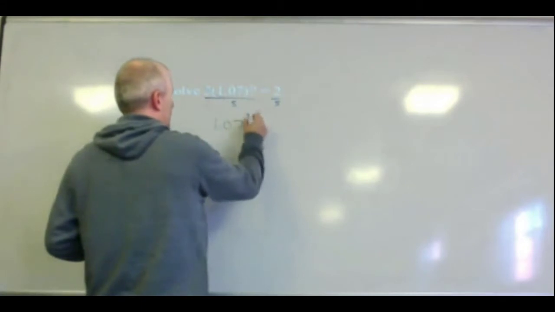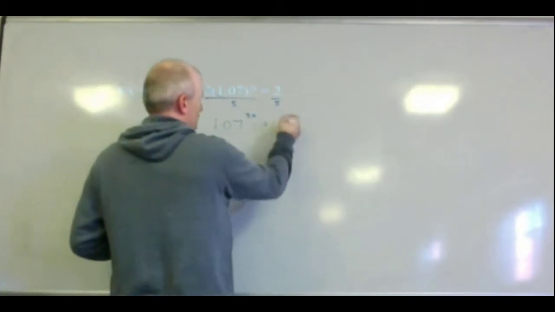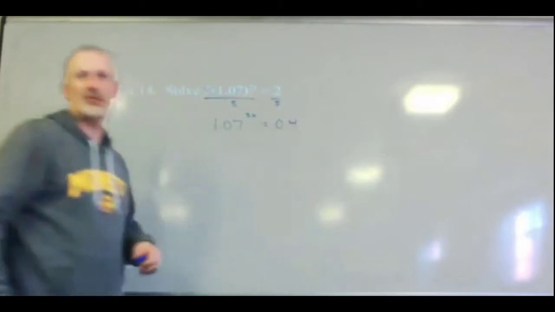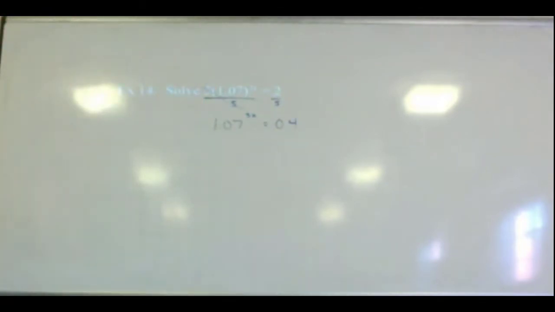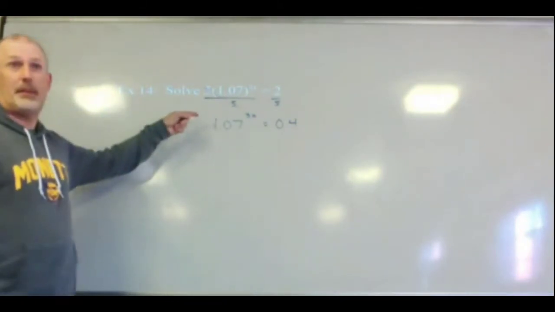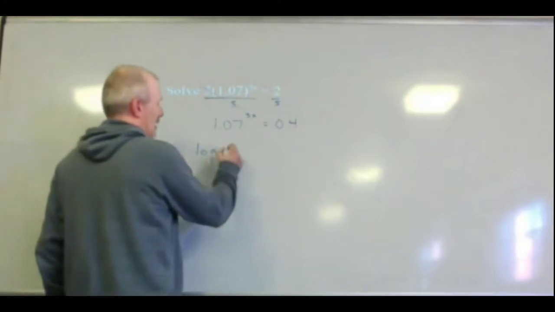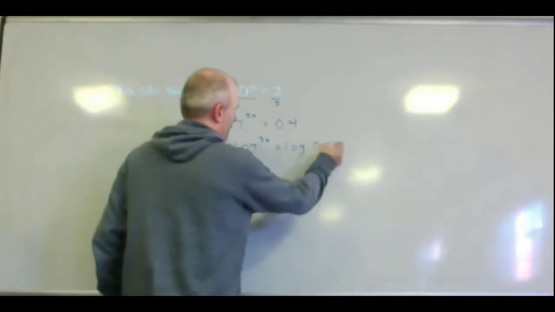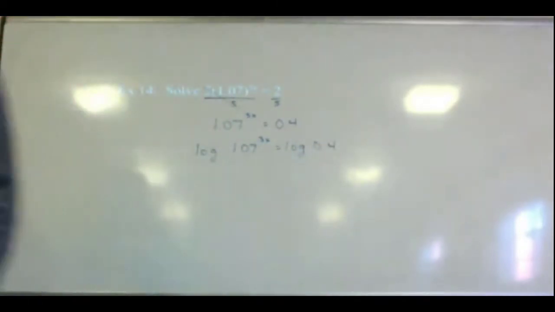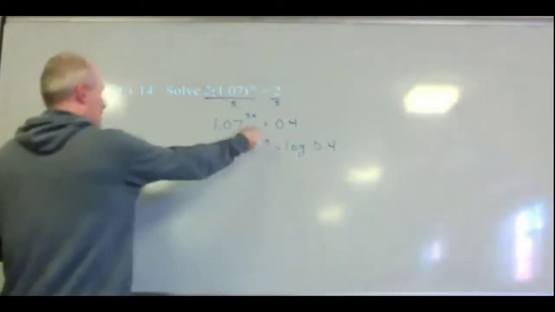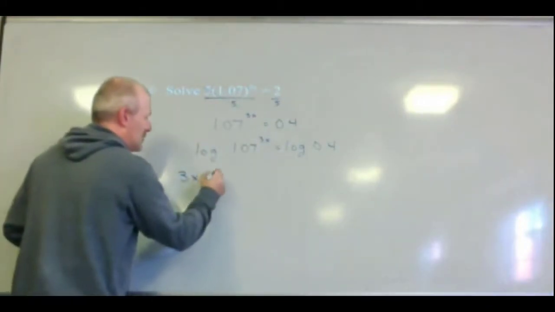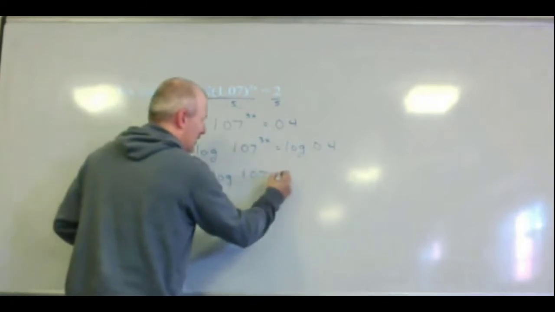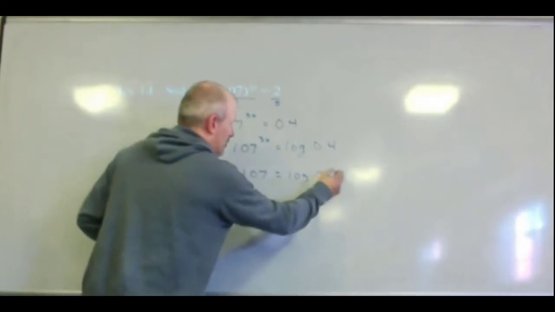So that cancels. We have 1.07 to the 3x power equals 2/5, or that one comes out nicely. It's 0.4. So you can leave it as a fraction 2/5, or you can put 0.4. It doesn't make any difference. Then what do we need to do after we've isolated? Log of both sides. So log of 1.07 to the 3x power equals log of 0.4. Then we can use our property. And our property says we can move this 3x out in the front. So 3x times log of 1.07 equals log of 0.4.